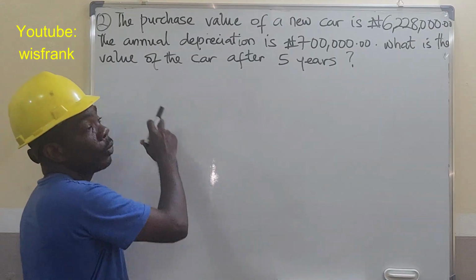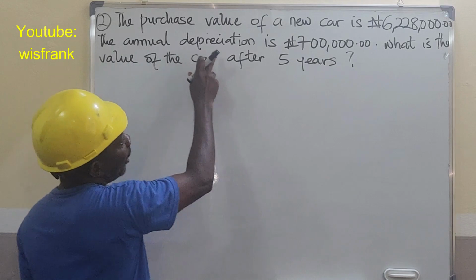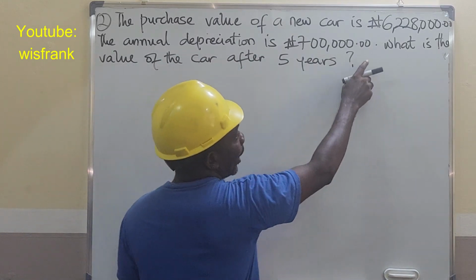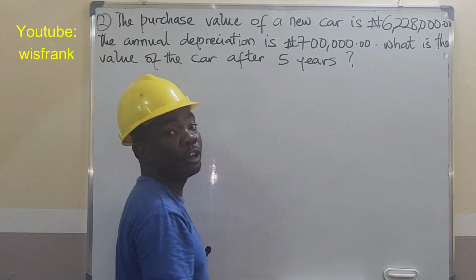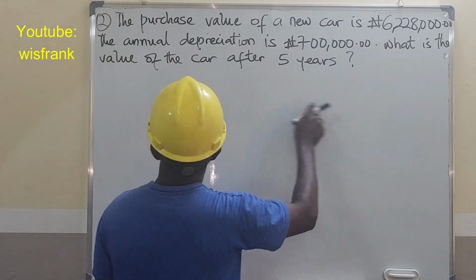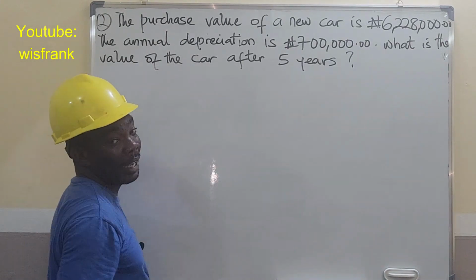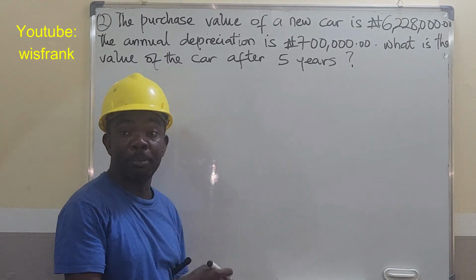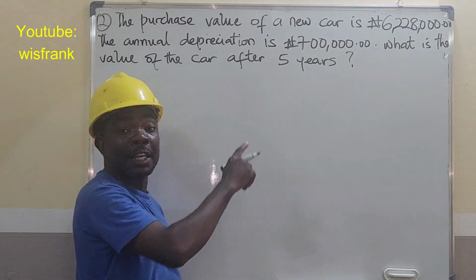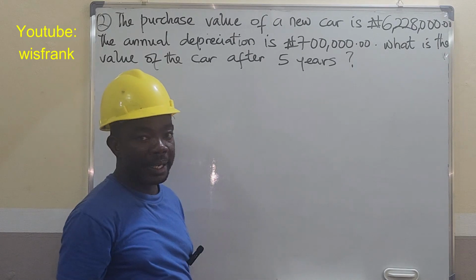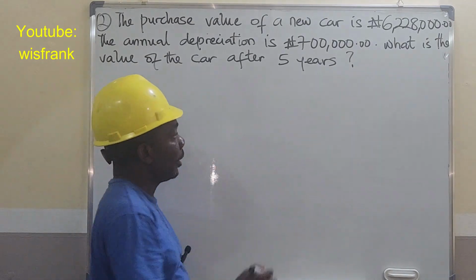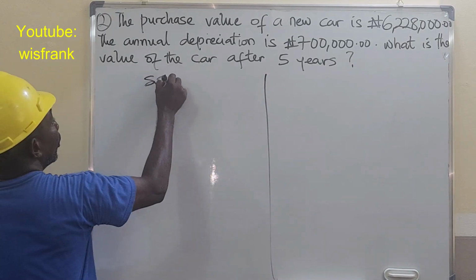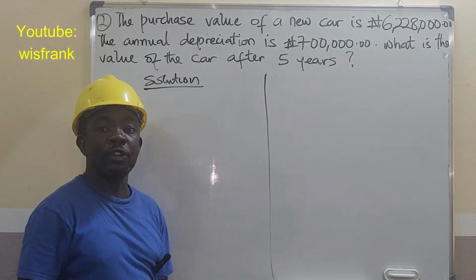Number 2, the second question: the purchase value of a new car is 6,228,000 naira. The annual depreciation is 700,000 naira. What is the value of the car after 5 years? So we have the depreciation value as 700,000 naira per year, and we are asked to find the value of the car after 5 years. So we are going to have a solution using the same linear equation application.